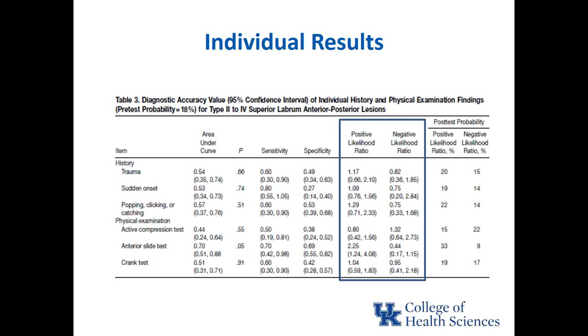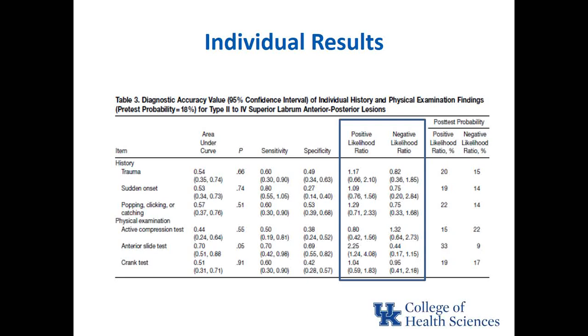So going back to the Walsworth study, this table's small, I apologize for that, but basically if you look at the positive likelihood ratios, any individual test isn't fantastic to identify a labral pathology nor rule out a labral pathology.